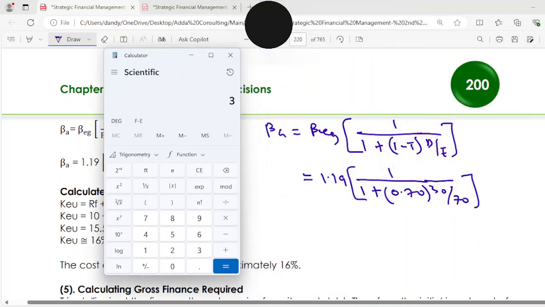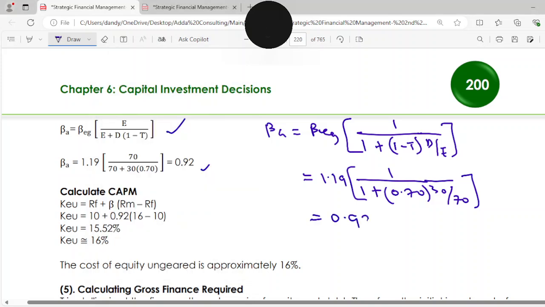In this case, I would then say 30 divided by 70 equal, then multiply by 0.7 equal, plus 1 equal, that's 1.3. Therefore, 1 divided by 1.3 equal, multiply by 1.19 equal, that's 0.915, that's 0.92. Here is equal to 0.92, which is the same thing. Whether you use this formula, or use the other one, you are supposed to get the same answer.